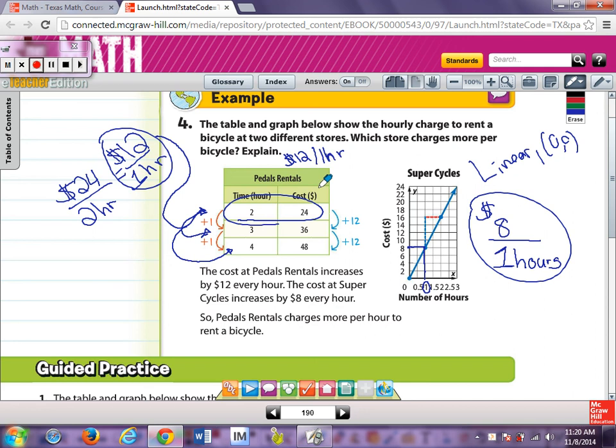Pedals Rentals charges $12 an hour. The question is, who charges more per bicycle? That would be Pedals Rentals. It says to explain. When I compared the unit rates, I see that Pedals Rentals, which is $12, that's $4 more an hour than Super Cycles. That's way more expensive. You have to be able to explain all those things from graphs. That is the goal for this assignment. If you can't reach that level, we're going to need to really work on this a lot more, because most of the STAR tests can be solved using this kind of thinking, believe it or not.